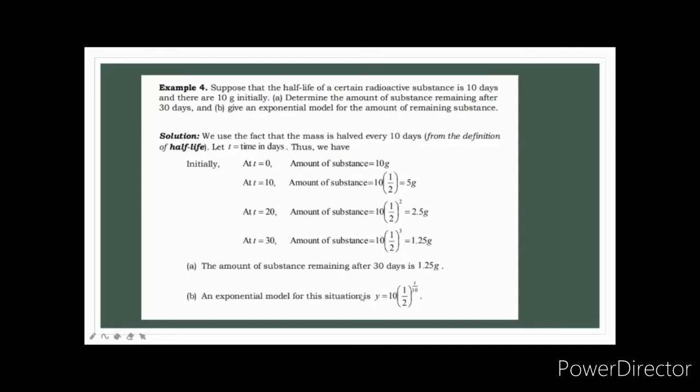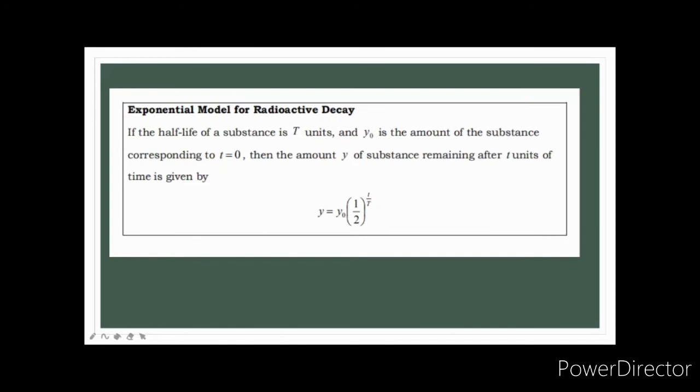We have here an exponential model for radioactive decay. If the half-life of a substance is T units and y sub 0 is the amount of the substance corresponding to t equal to 0, then the amount y of substance remaining after t units of time is given by y equals y sub 0 times 1/2 raised to small letter t over capital letter T.